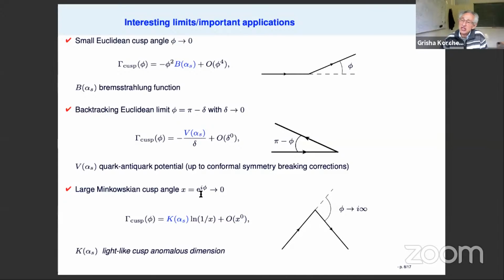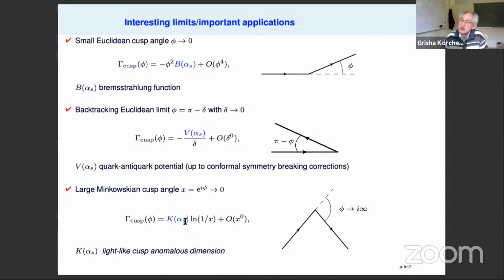And finally, the last limit is the one which corresponds to the scattering of massless particles. So far we were discussing massive scattering, but if you go to the massless case, you're dealing with an angle phi which is a large hyperbolic angle. In other words, you're dealing with cusps where both segments are very close to the light cone. In terms of the angle, it corresponds to a situation where this cusp angle becomes purely imaginary and goes to infinity, and then the cusp anomalous dimension can be shown to have exact asymptotics, which is single logarithmic in this variable 1 over x. Or if you translate it in terms of the angle, it will be proportional to this large angle with the coefficient known as the light-like cusp anomalous dimension.